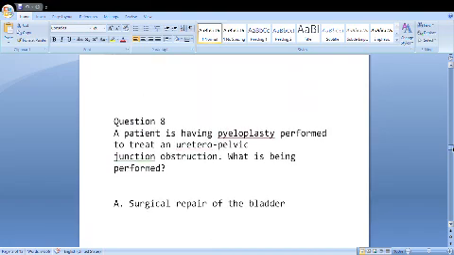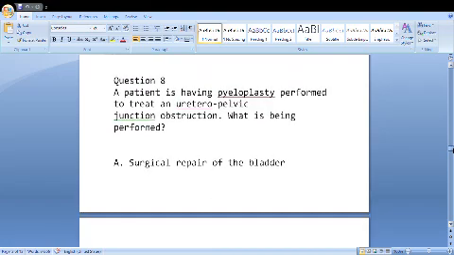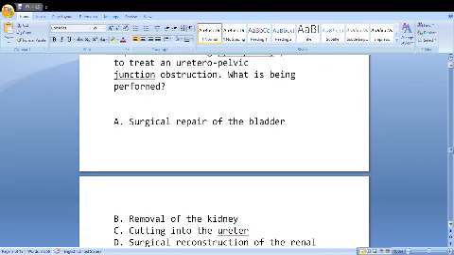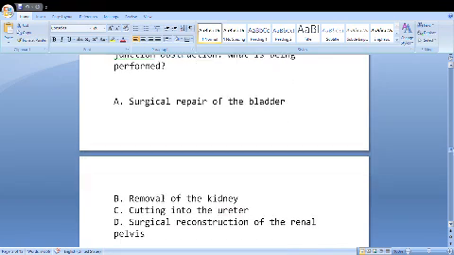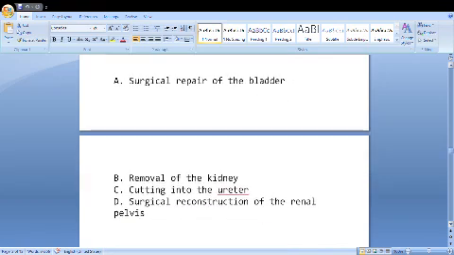The next question, question number 8. A patient is having pyeloplasty performed to treat the uretero-pelvic junction obstruction. What is being performed? That means, what is the meaning of pyeloplasty? Option A, surgical repair of the bladder. Option B, removal of the kidney. Option C, cutting into the ureter. Option D, surgical reconstruction of the renal pelvis.